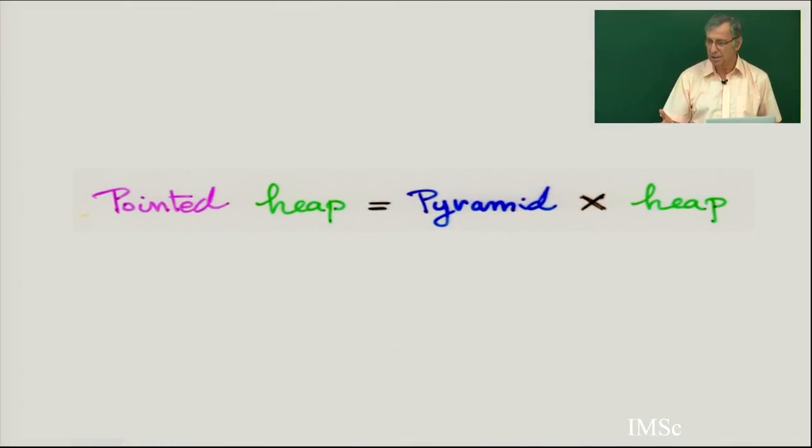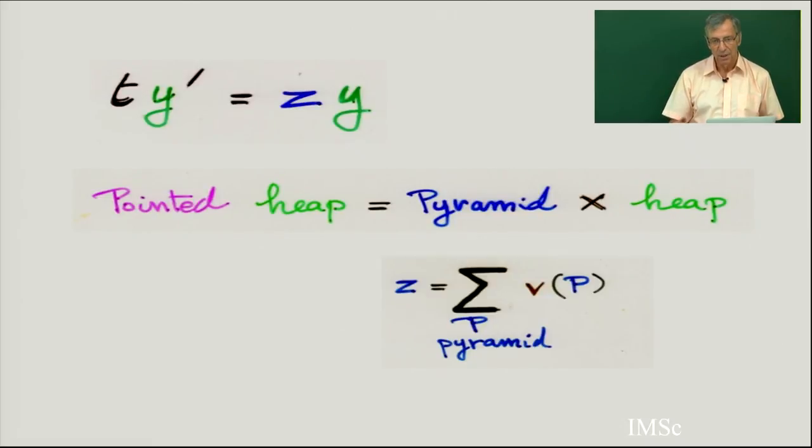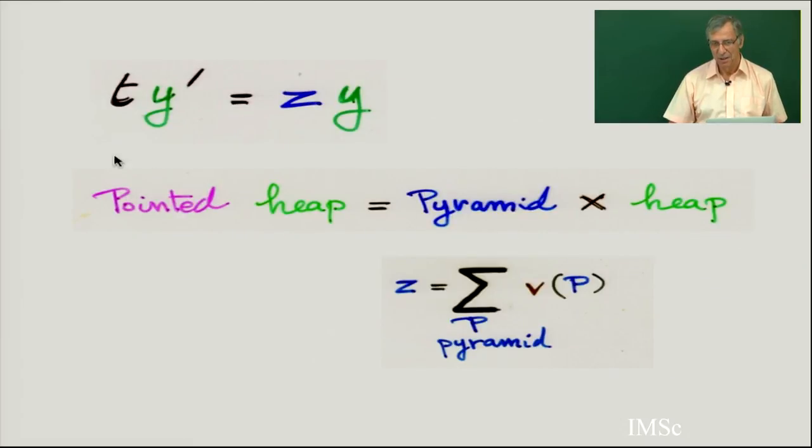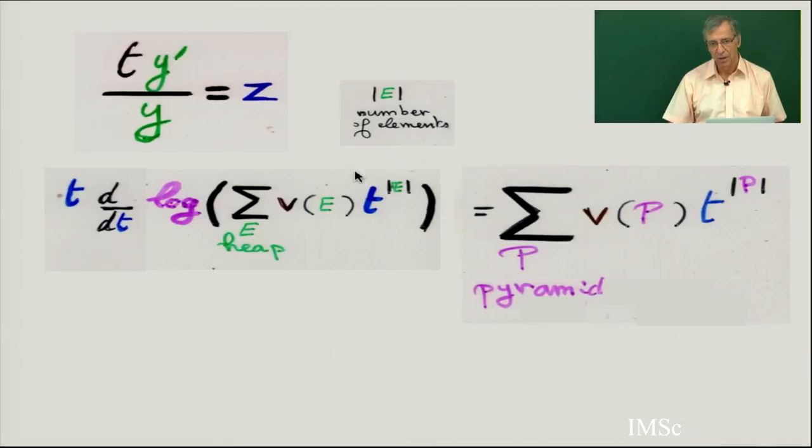And now I translate this in terms of generating functions. Pointing in a heap means t times the derivative. I call y the generating function of heaps, and I call z the generating function of pyramids, multiplied by y, the heap. So this equality in the heap monoid is projected into an equality on generating functions. And now t times y prime divided by y is t times the logarithmic derivative. So the logarithmic derivative is equal to the generating function of pyramids. This t y prime divided by y equals z. So I have this equality, and that is a proof of the simple logarithmic lemma.